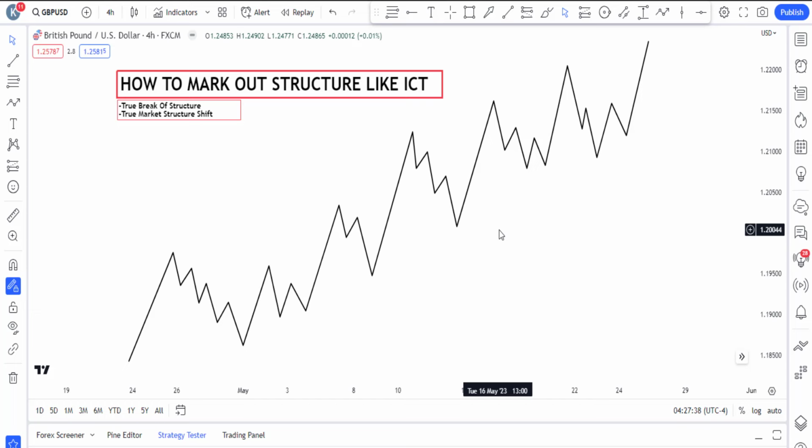We basically have three market conditions. We have the uptrend, we have the downtrend, and we have the consolidating market. Okay, so I'm going to just give you an example with an uptrend. The same thing happens with a downtrend, and a consolidation is definitely just a ranging market.